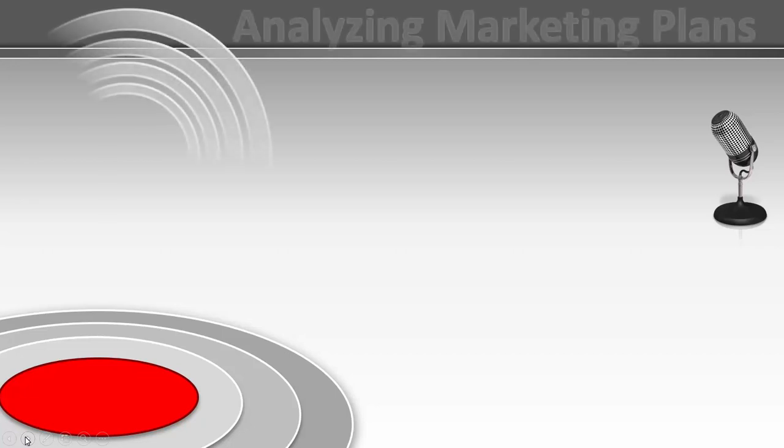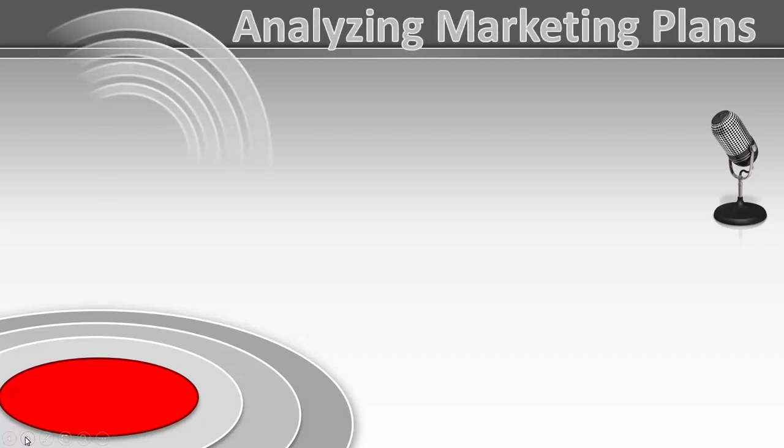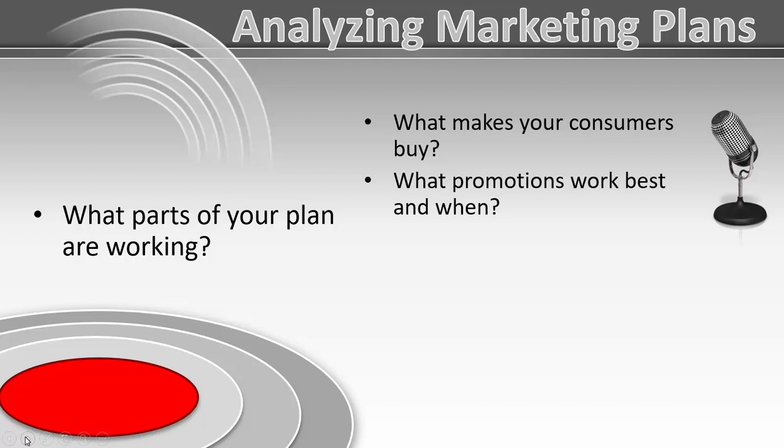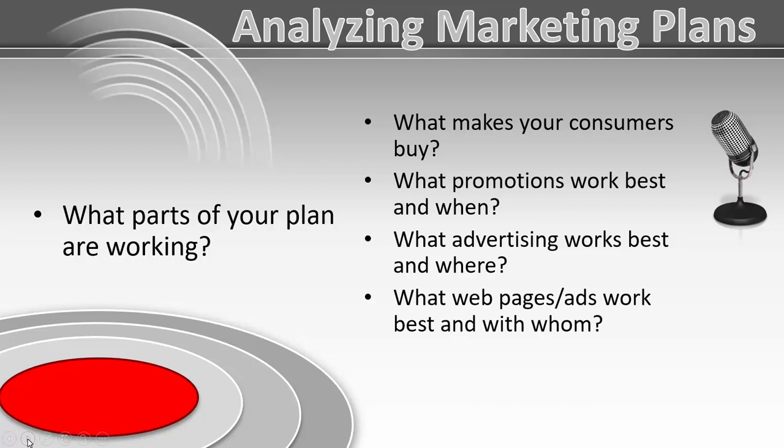First of all, let's talk about how we can use analytics to help us analyze or understand how well our marketing plan is working. What parts of our plan are working? Which consumers are buying? Which promotions are working best? Do we have any ads that are working better than others? Where are they placed? What's happening there? What web pages are working best for us? Are there web ads that are working better for various customers? And can we segregate them or identify which customers are most likely to respond to which type of ads?